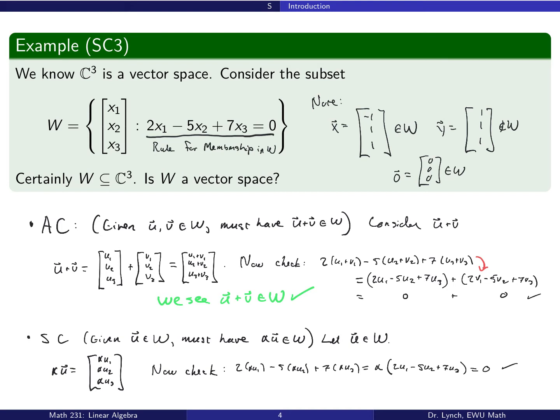Again, just using properties of arithmetic over the complex field, we can see that 2 times the first element minus 5 times the second element plus 7 times the third element is alpha times (2u1 minus 5u2 plus 7u3). Since we've assumed that u is an element of W, it must follow the rule for membership in W. So we see that alpha u is an element of W. It turns out that our other properties also hold, so this subset W is a vector space. It is therefore a subspace of C3.